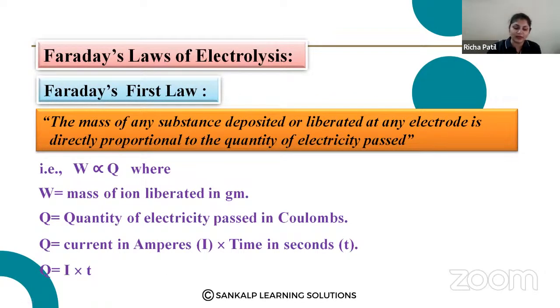Then we'll see Faraday's law of electrolysis. Okay, we'll come to Faraday's law of electrolysis. Faraday gave his two laws. For Faraday's first law, what it states is that the mass of any substance which is deposited or liberated at any electrode is directly proportional to the quantity of electricity passed. Okay. So this is the statement given by Faraday.